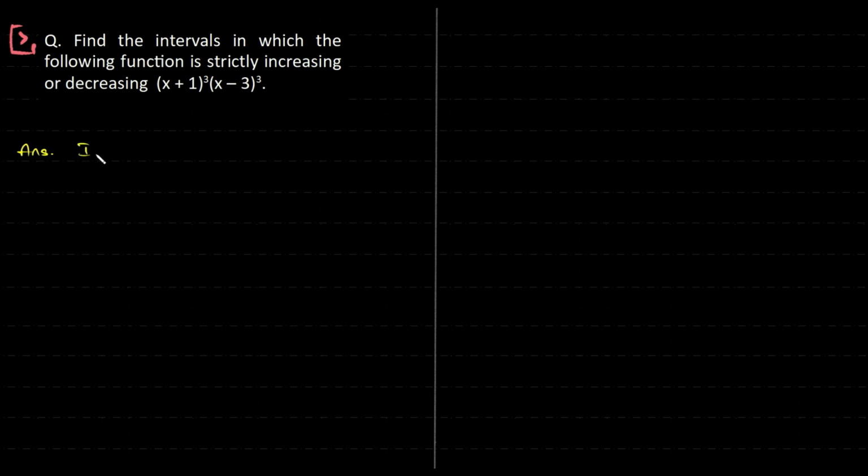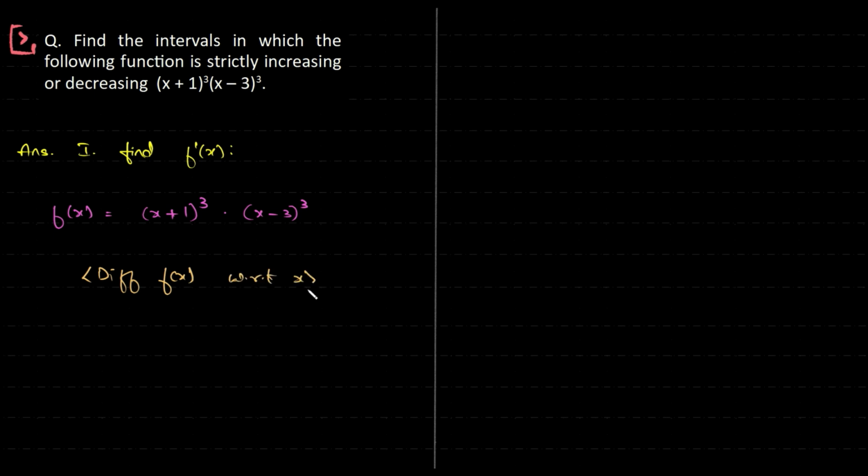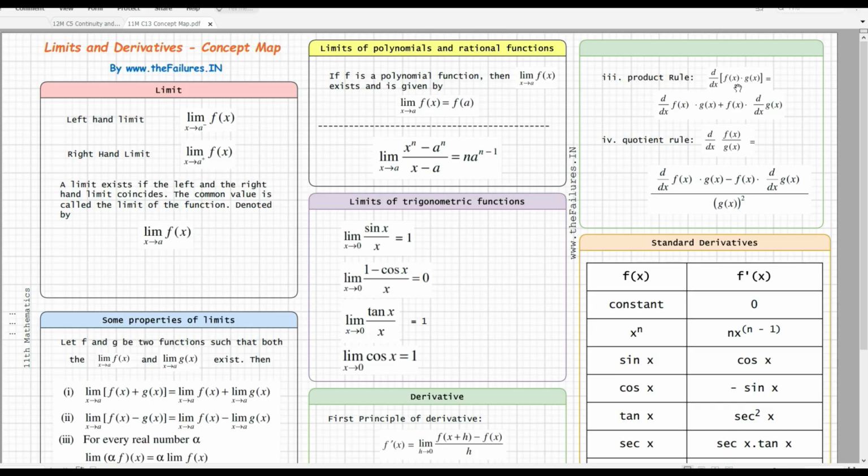Now, the very first step is we need to figure out f prime of x. We'll start off with f of x, which is (x plus 1) the whole cube into (x minus 3) the whole cube. So clearly we need to use what? Yes, product rule, right? So let's have a look at the product rule once. We have it over here. We have to differentiate the first term, multiply with the other term, plus keep the differentiated one aside and differentiate the other one.